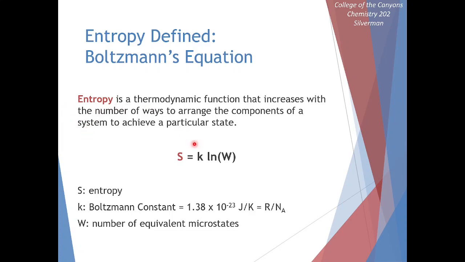Entropy is a thermodynamic function, describes the number of ways that we can arrange our atoms and our energy within our system. Each individual way of arranging our atoms and our energy can be called a microstate. The number of microstates, we can give this the symbol W. And so our entropy, S, is going to be a constant times the natural log of the number of microstates.